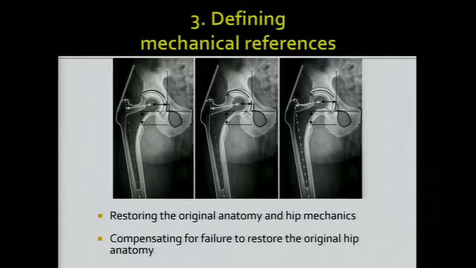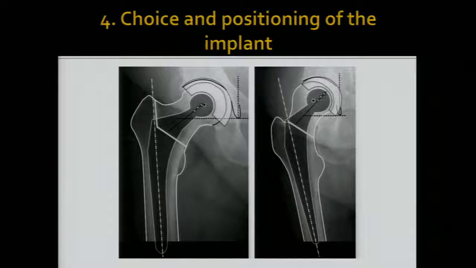Step 3, define the mechanical landmarks such as the hip rotation center, femoral offset, and leg length discrepancy. It is important to plan for restoration of the original anatomy and hip mechanics. If the original hip mechanics cannot be restored, it is important to compensate for the anatomic relation between the greater troch and the pelvis to get proper tension of the gluteal muscle. The last step, select and position your implant on the template.